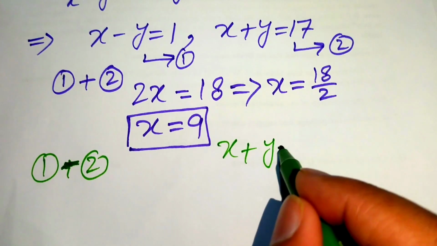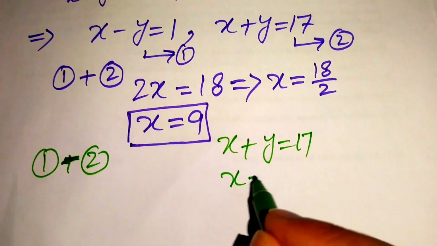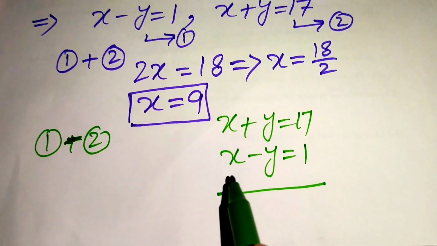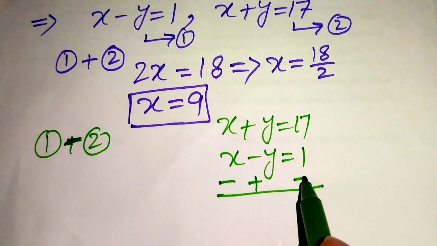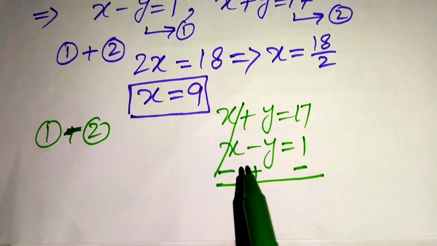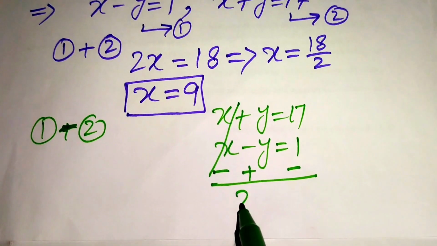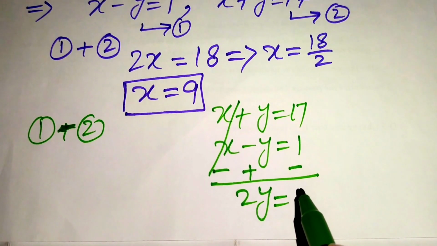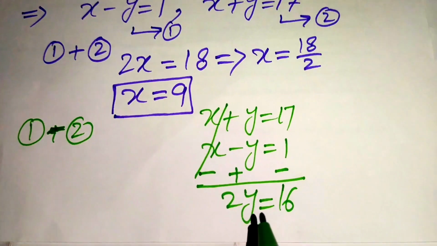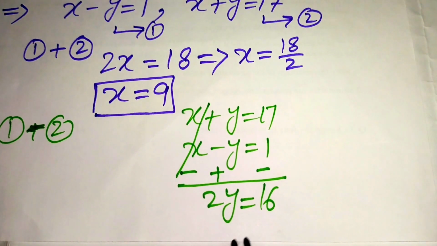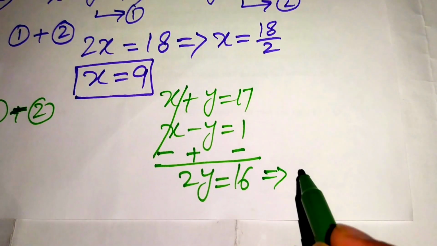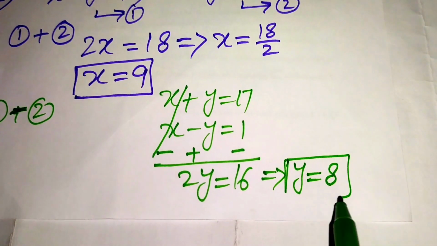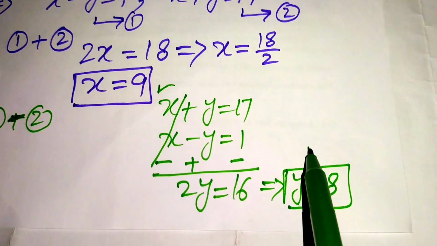So we have x plus y equals 17, this is the first equation, and x minus y equals 1, this is the second equation. Because we subtract these two, it becomes this form. So these are gone, and here we add y plus y equals 2y, and 17 minus 1 equals 16. So this implies that the value of y equals 8, because 2 eights are 16. So we easily get the values of x and y.